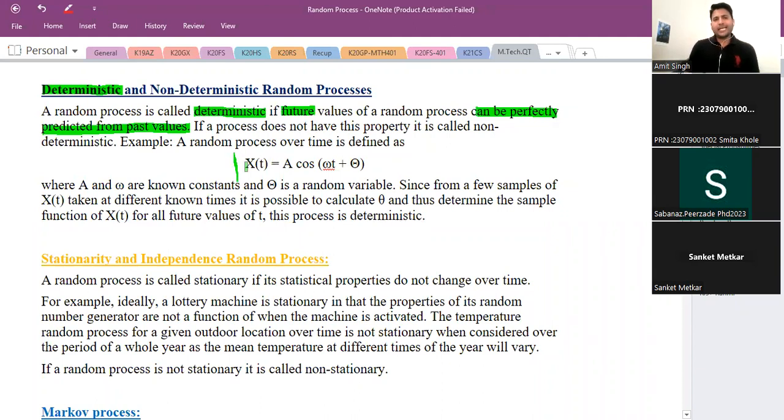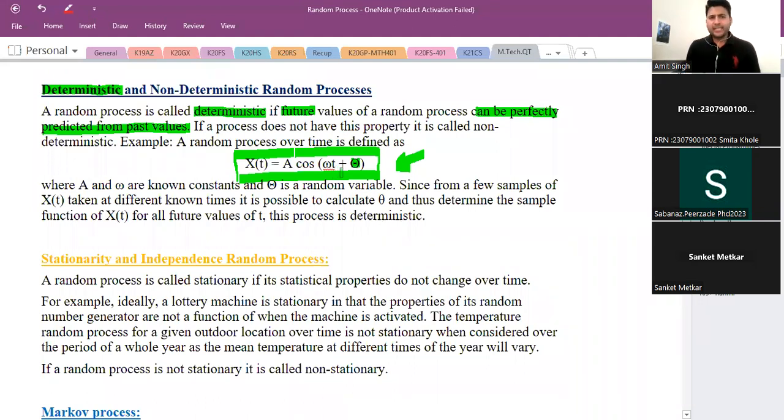For example, this is an example I have taken. So x(t) is a random variable taken in this problem, and its behavior looks like A cos(omega t plus theta), where A and omega are known constants. From here, I can put the value of the random variable theta as per the time index, and on that basis I can get a table. On that table, by using the least squares method, we can fit a curve, and that curve can predict the future values of our random variable. So this we call a deterministic process.